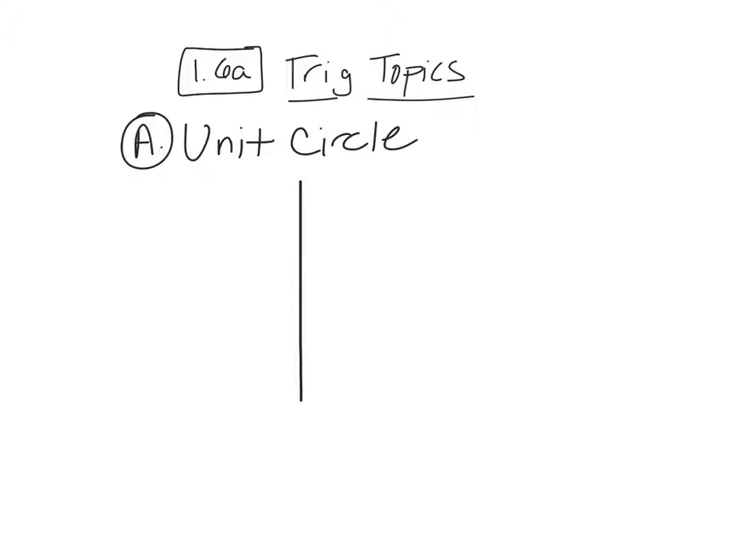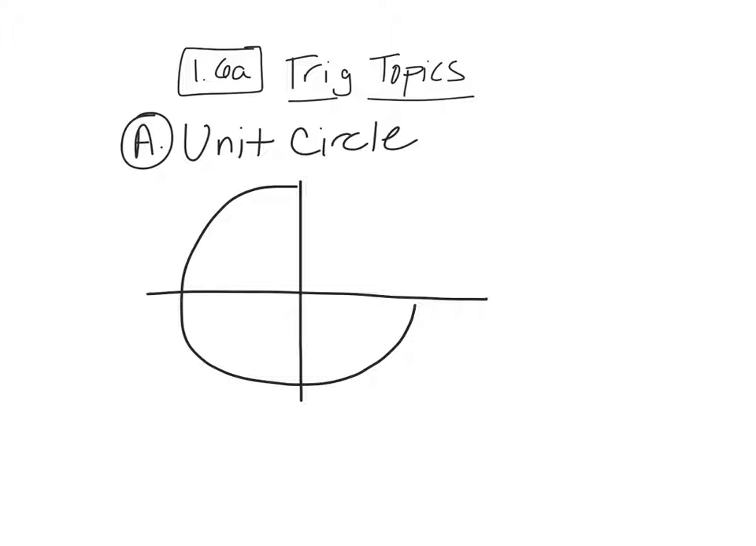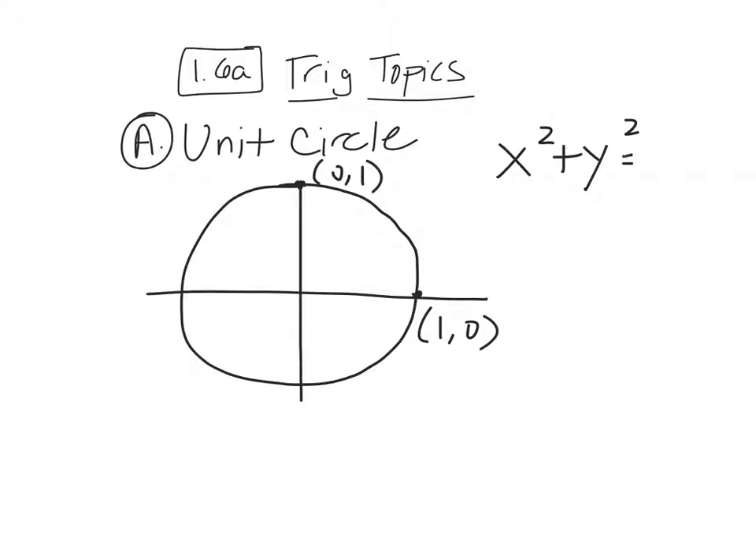All right, so a unit circle is basically just a circle with radius 1. So if you went over here to this point, this would be the point 1, 0. And this point up here is the point 0, 1. And the equation of that circle is x squared plus y squared equals 1.